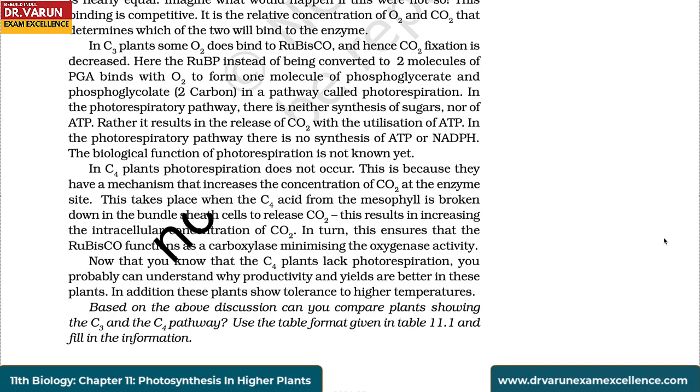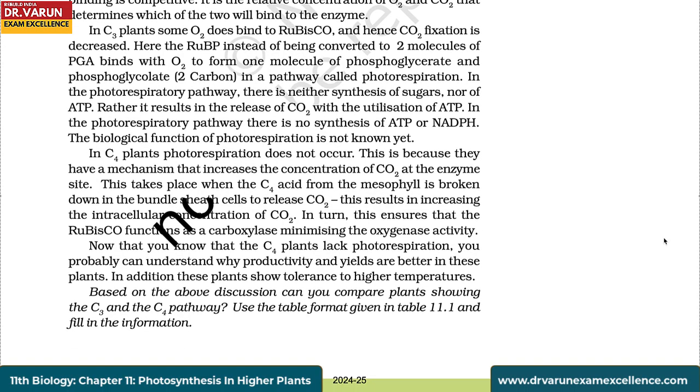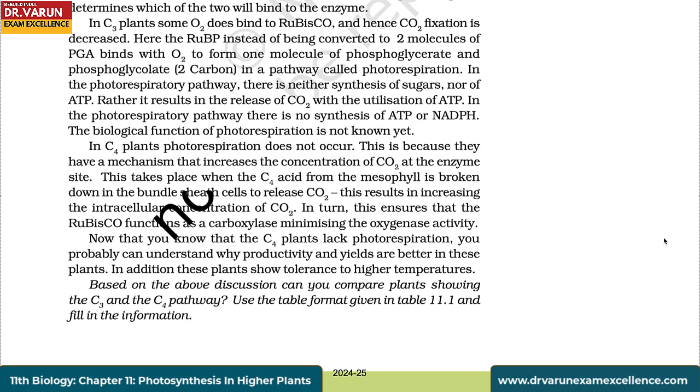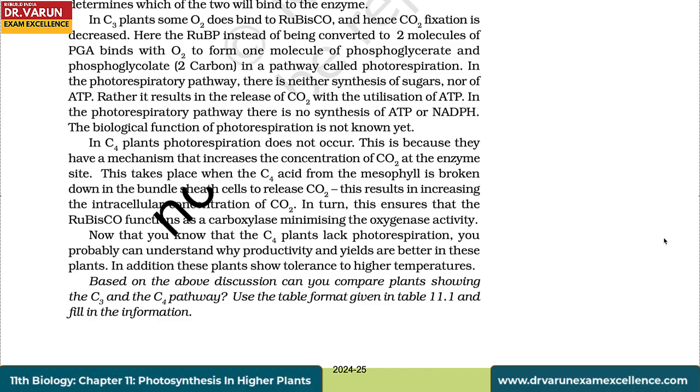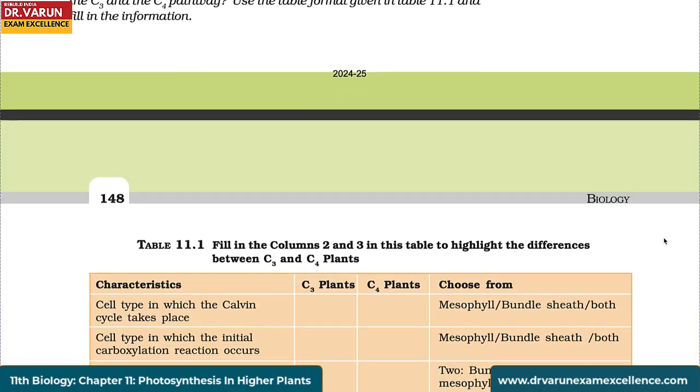This is because they have a mechanism that increases the concentration of carbon dioxide at the enzyme site. This takes place when the C4 acid from the mesophyll is broken down in the bundle sheath cells to release carbon dioxide. This results in increasing the intracellular concentration of carbon dioxide. In turn, this ensures that the Rubisco functions as a carboxylase, minimizing the oxygenase activity. Now that you know that C4 plants lack photorespiration, you probably can understand why productivity and yields are better in these plants. In addition, these plants show tolerance to higher temperatures.